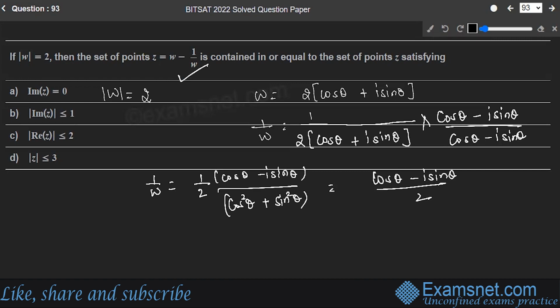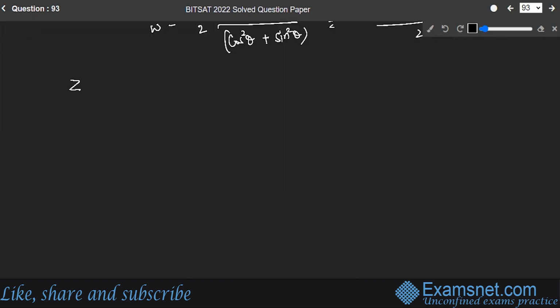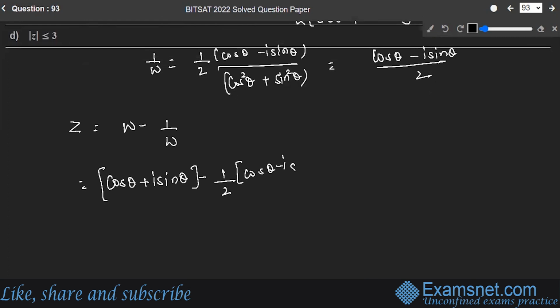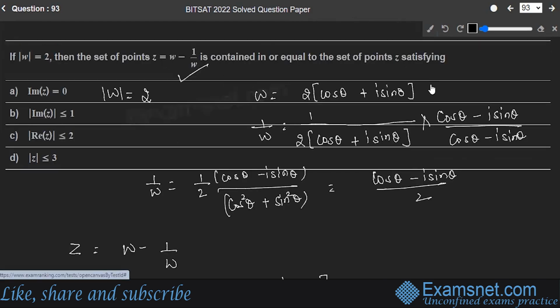Let's get to z now. So z was given by omega minus 1 upon omega, or this is equal to cos theta plus iota sine theta minus 1 by 2 cos theta minus iota sine theta. On solving, this will give me 3 by 2 cos theta plus 5 by 2 iota sine theta.